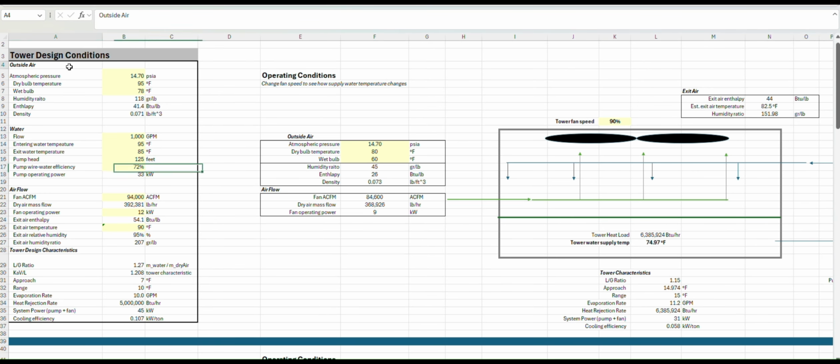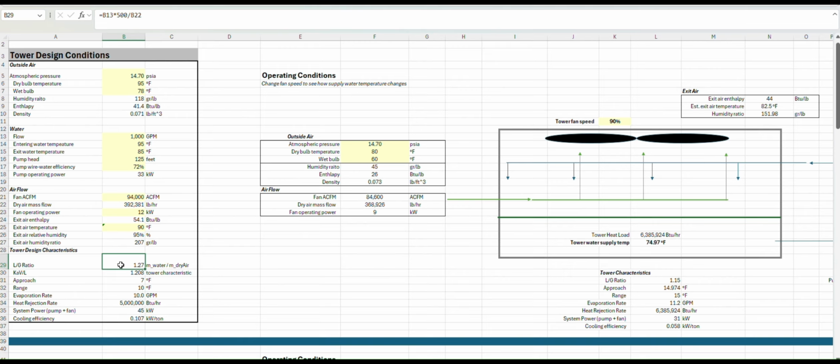So these are our design conditions for an actual cooling tower that I've seen in person and analyzed before. And it's rated to cool 1,000 GPM of water from 95 degrees down to 85 degrees at a 78 degree Fahrenheit wet bulb outside. And it can do so with 94,000 CFM of airflow. With that, I guess before we get back down into the example, our L over G ratio, which is our mass flow of liquid to mass flow of gas, is going to be 1.27.